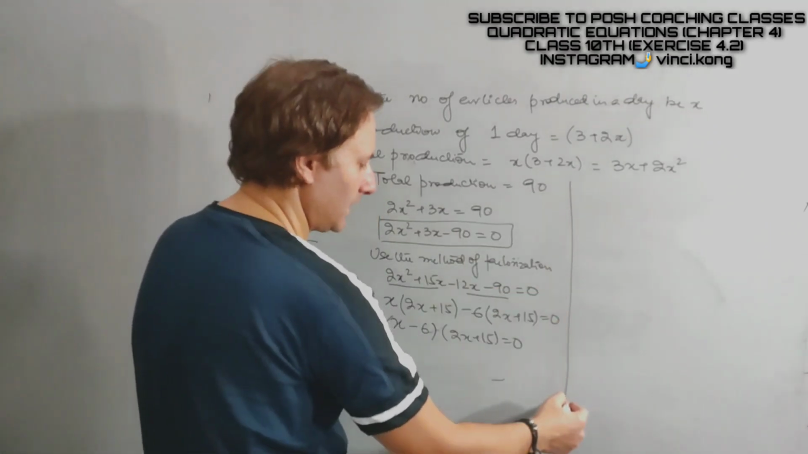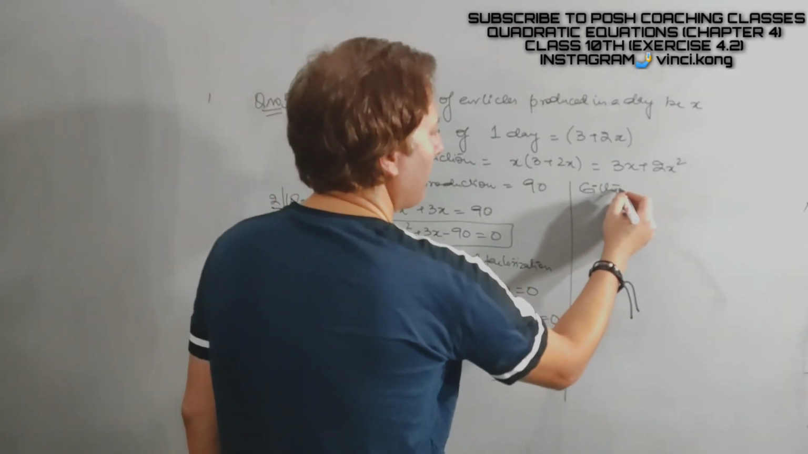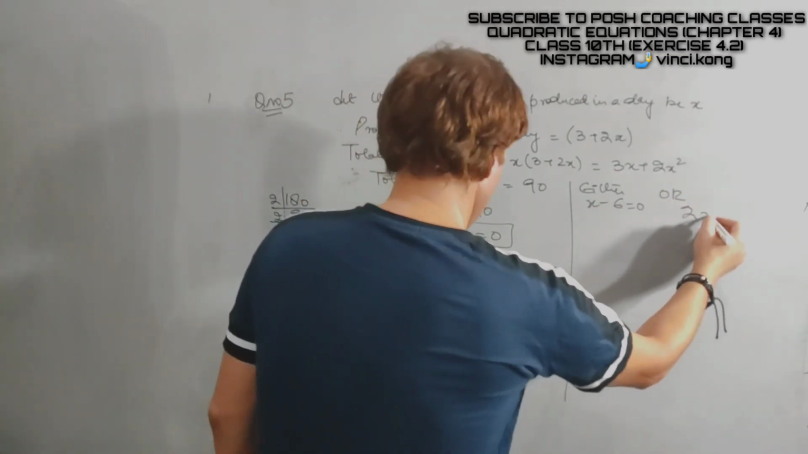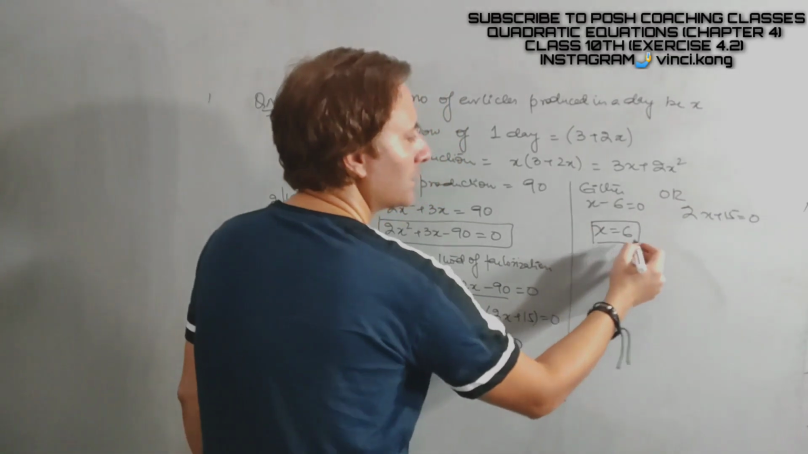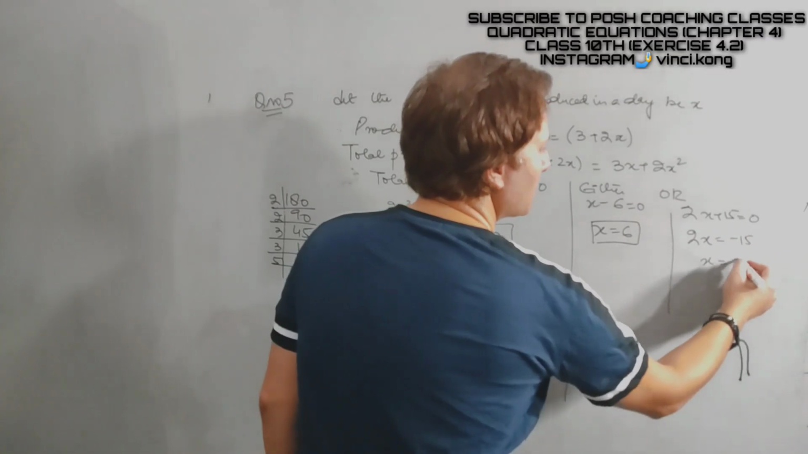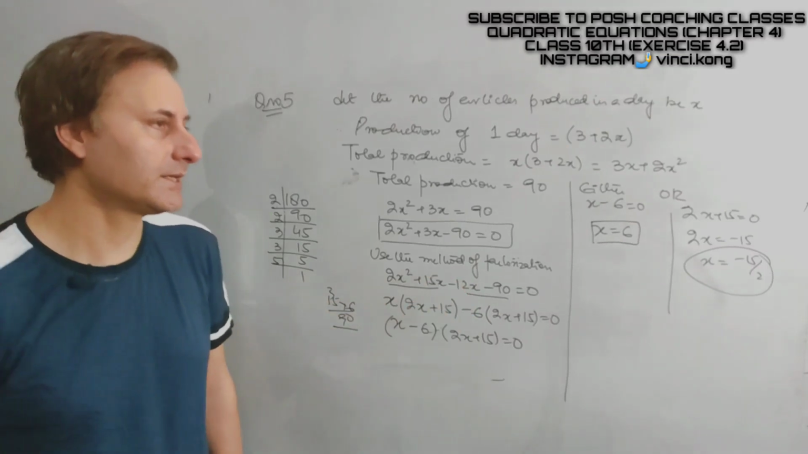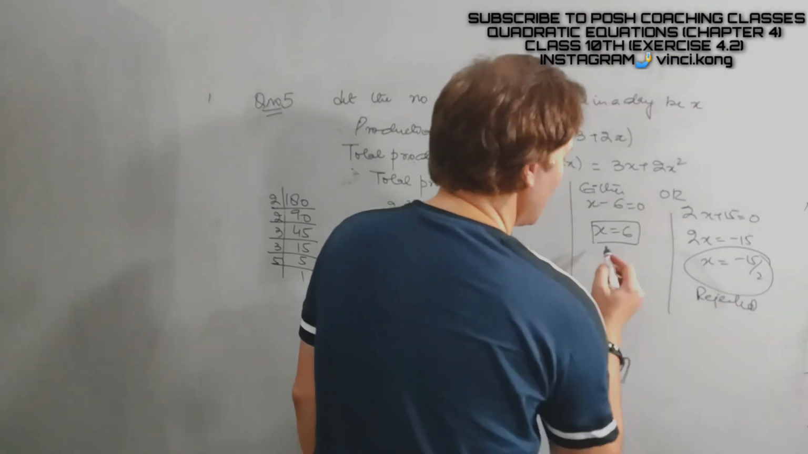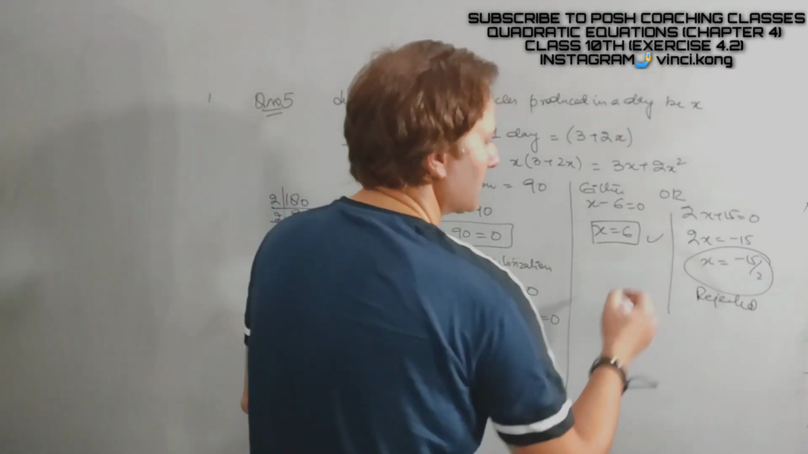So now what do I have? I have x minus 6, so I will say either x minus 6 is equal to 0 or 2x plus 15 is equal to 0. So x is 6, and then 2x is equal to minus 15, so x is equal to minus 15 upon 2. Here the value is negative, so obviously this will be rejected. So what do we have? The number of articles produced, that is x equals 6.